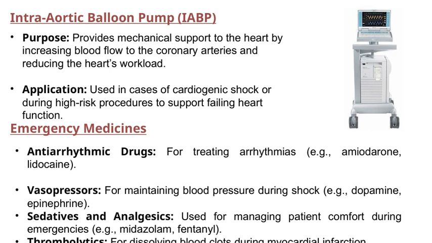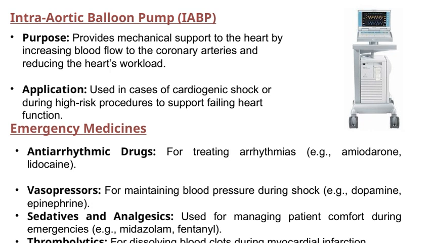Antiarrhythmic drugs like amiodarone and lidocaine are used to treat irregular heart rhythms, restoring normal rhythm and preventing complications. Vasopressors, such as dopamine and epinephrine, are essential for maintaining blood pressure during shock states. They help constrict blood vessels and improve perfusion to vital organs.